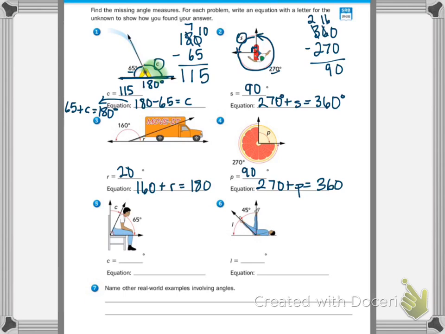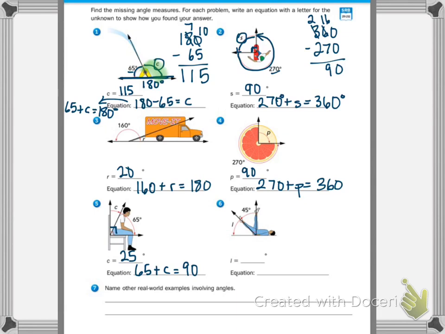I see that 65 and C, 65 plus C, if I put those together, that makes a right angle right there. So that's 90. So when you do that, you get 25. 65 plus 25 is 90.